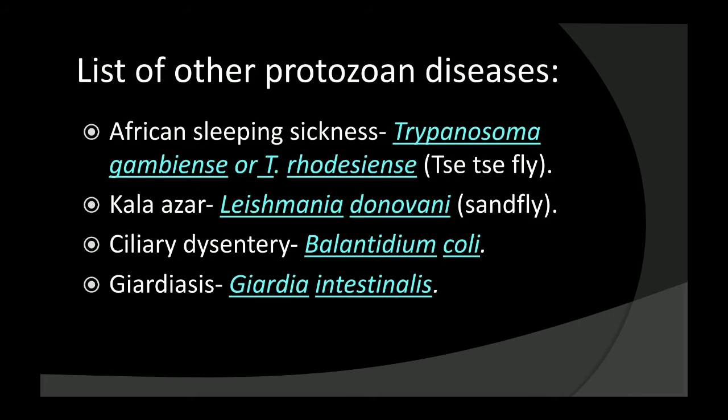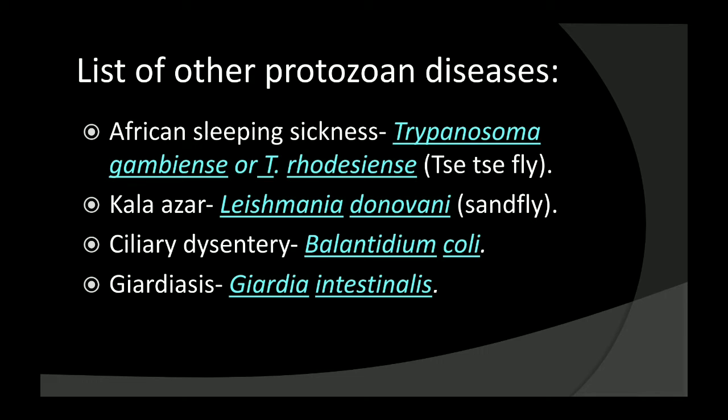These are some of the other diseases of protozoans, like the first one, sleeping sickness, also called African sleeping sickness, caused by Trypanosoma gambiense or Trypanosoma rhodesiense. There are two species of Trypanosoma. It's a flagellated protozoan. Generally, it requires a vector called the tsetse fly. Tsetse fly acts as a vector for transmitting the African sleeping sickness. It is an endemic type of disease to Africa, and mainly it affects the central nervous system.